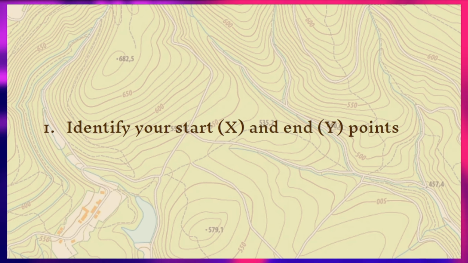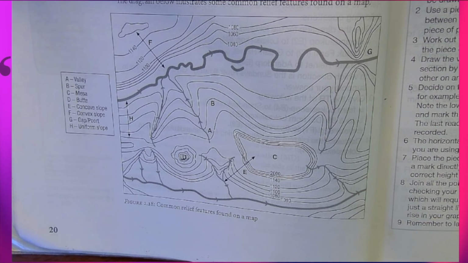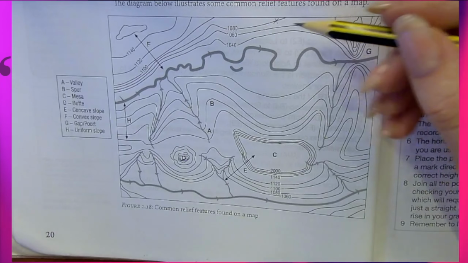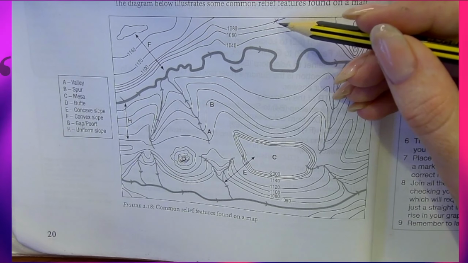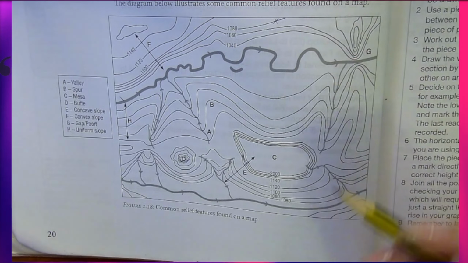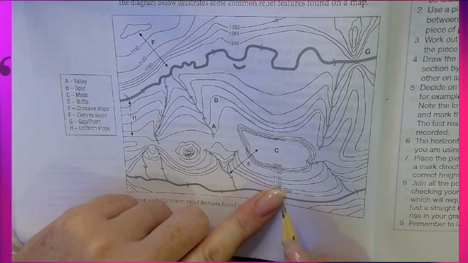So our first step of our cross-section would be to identify our start and end points. Okay, can you guys see the point over there? There's my X, so there's my starting point. And then I'm going to make the end point here.